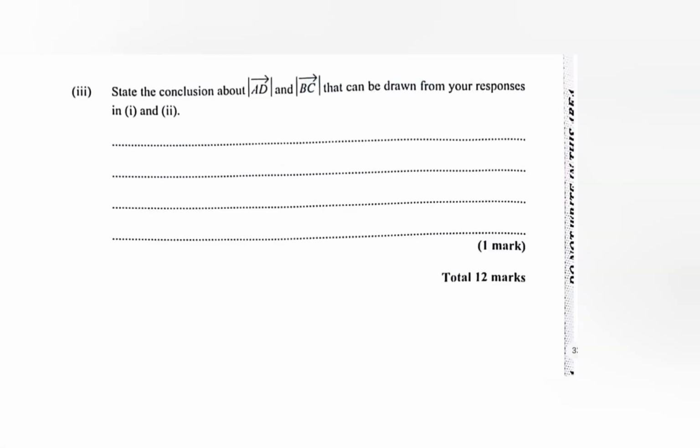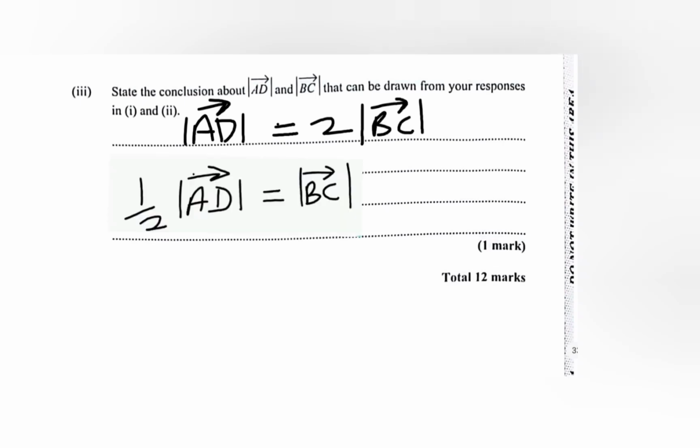Part DII is asking us to state the conclusion about the magnitude of vector AD and the magnitude of vector BC that can be drawn from your responses in part I and II. So from the diagram we can determine that the magnitude of AD is twice the magnitude of BC, or half AD is equal to BC.